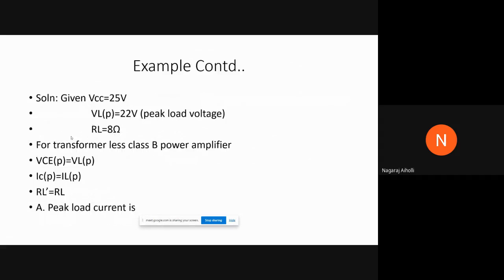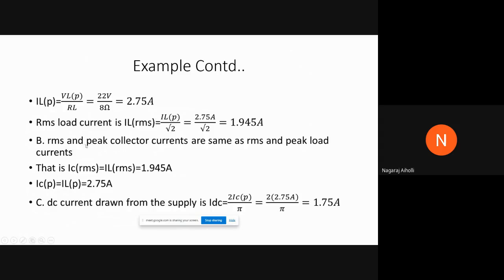Yes. And IC peak is equal to IL peak and RL dash is equal to RL. Now peak load current. What is peak load current? According to Ohm's law, VL is equal to IL into RL, or IL is equal to VL by RL. So that is 22 volts, VL peak, divided by 8 ohms, that comes out to 2.75 ampere.